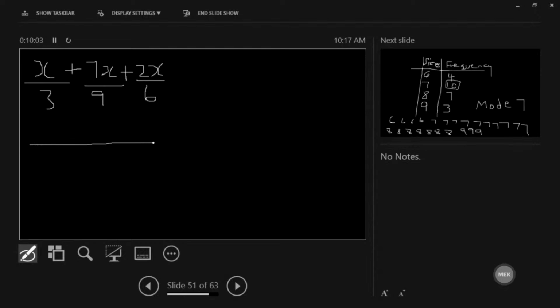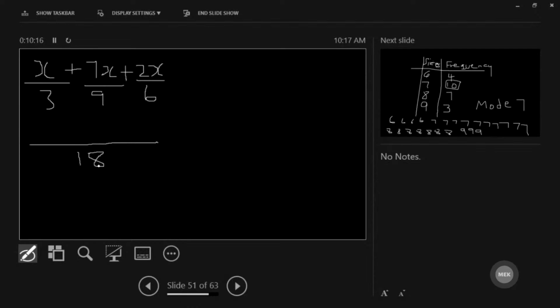So let's say we have x over 3 plus 7x over 9 plus 2x over 6. So we need to find the LCM of 3, 9, and 6. The LCM of 3, 9, and 6 would be 18.